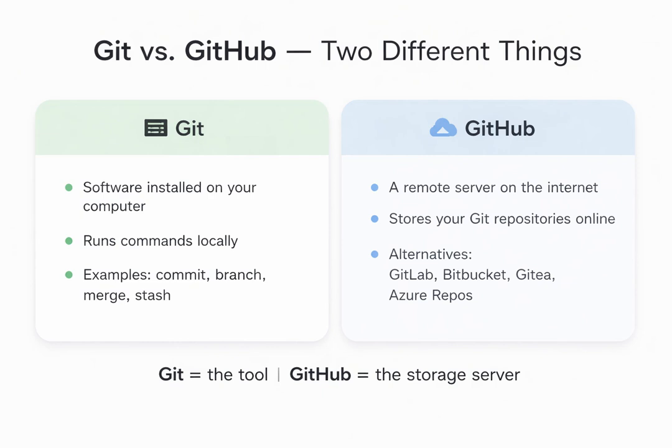GitHub, on the other hand, is simply a server on the internet. It is a place where you store your Git repositories so that others can access them. And GitHub is not the only option. There are alternatives like GitLab, Bitbucket, Gitea, and Azure repos. They all do the same job. GitHub is just the most popular one.